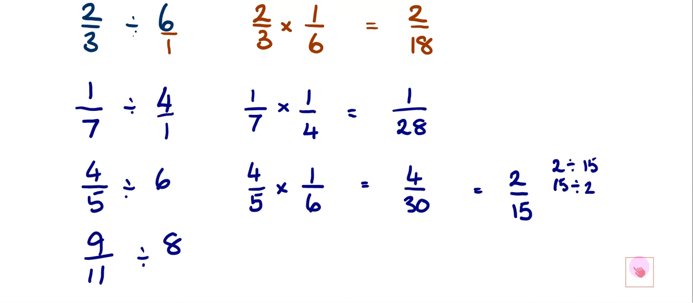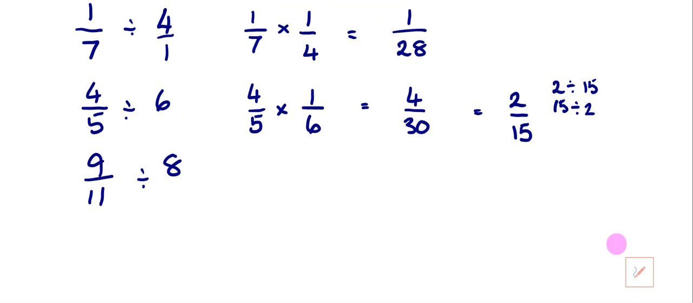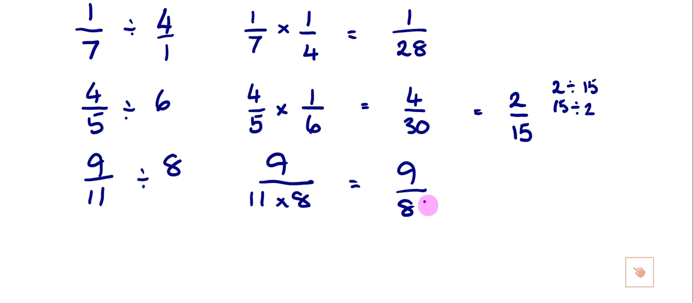So you're doing this one now. The next one, Aaron wants to do it without having to do this middle bit, and you're just going to do 9/11 times 1/8, which is 9/88. Basically, what I'm saying is we just times by the reciprocal of the divisor, change that symbol, and then we're done.